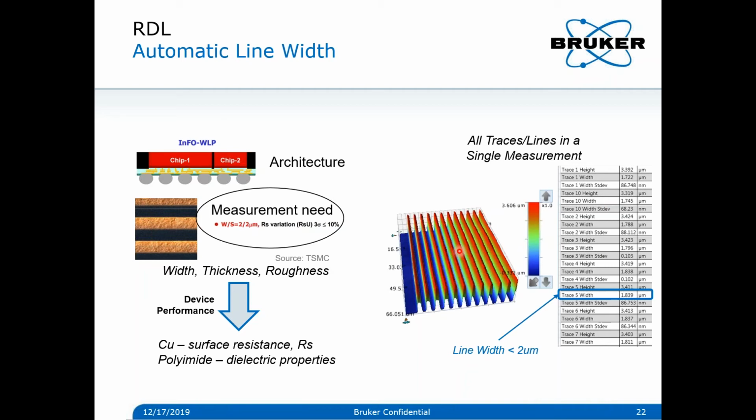We also measure in the same way as a single image acquisition. We will measure the roughness, top and bottom. We also have the ability to section the RDL layers at different heights versus the full height, so we can get the top and bottom CD, for instance.